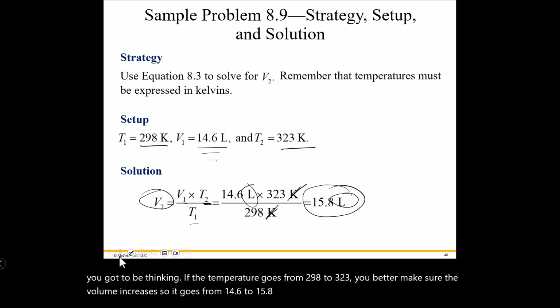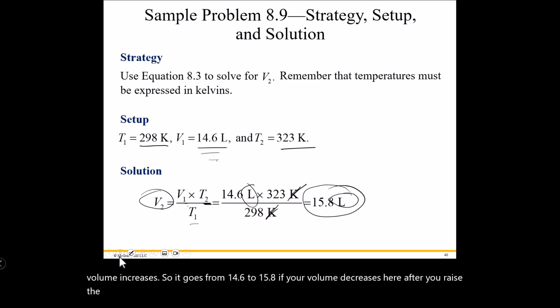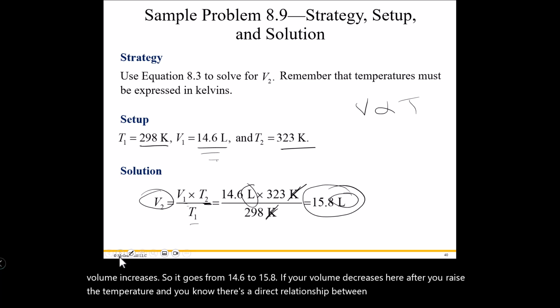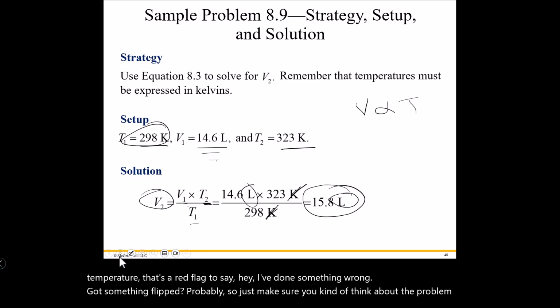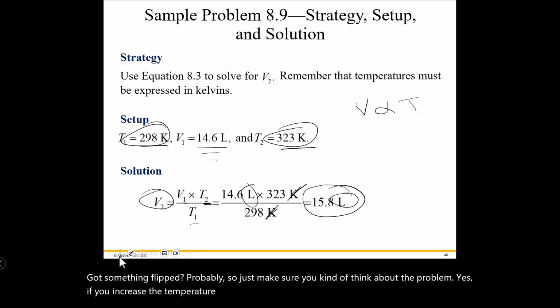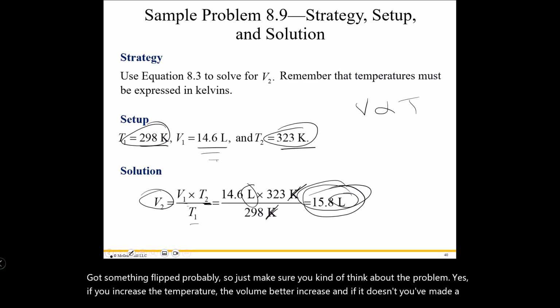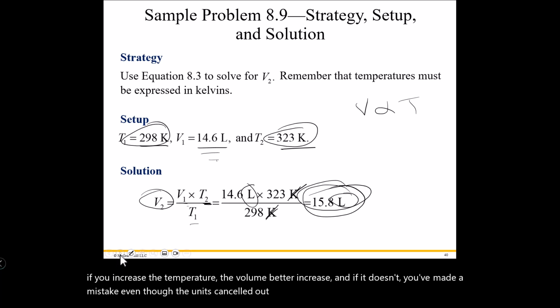If your volume decreases after you raise the temperature, and you know there's a direct relationship between volume and temperature, that's a red flag to say, hey, I've done something wrong. I've probably got something flipped. So just make sure you think about the problem. If you increase the temperature, the volume better increase. And if it doesn't, you've made a mistake, even though the units canceled out maybe.